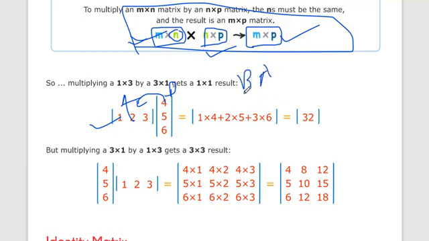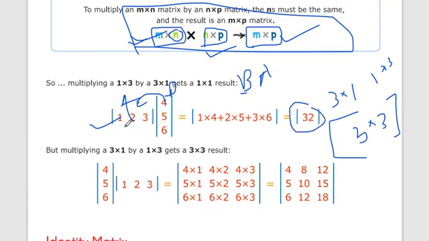Okay. Why? Because B is a 3 by 1 matrix and A is a 1 by 3 matrix. Okay, this is possible. B into A is also possible, but we get the answer in a 3 by 3 matrix. Here you can see that A into B gives an answer in a 1 by 1 matrix. Why? Because it's 1 by 3 and 3 by 1, so it will give a 1 by 1 matrix here.